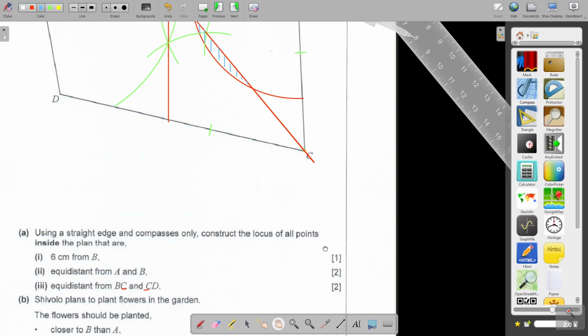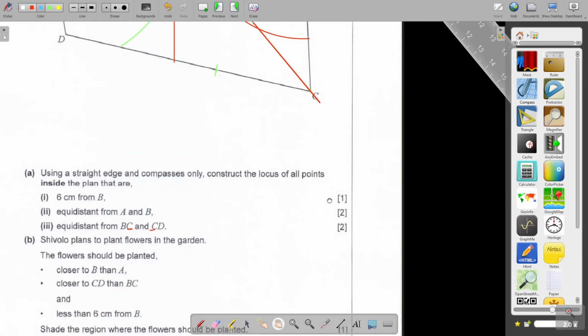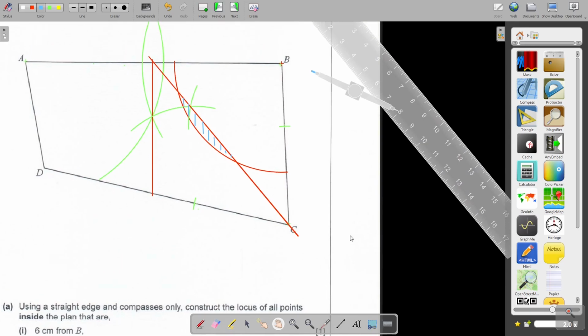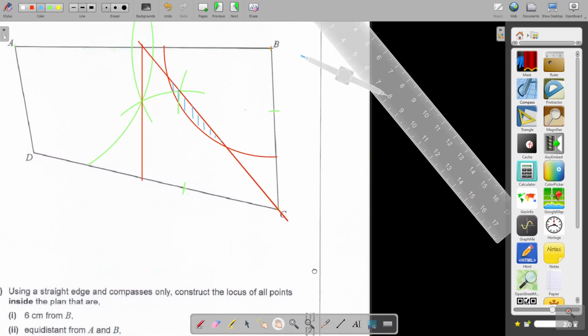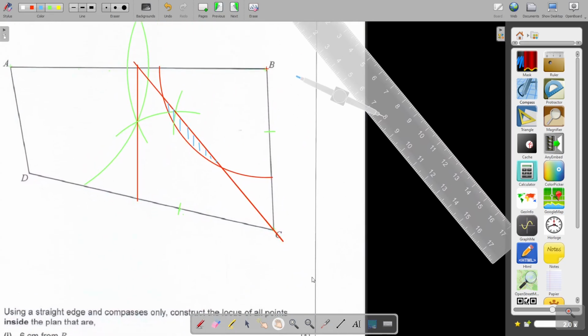Let's see if all the things are true. Closer to B than to A, okay? So closer to B, do you see? Closer to B than to A. Okay, can I show you there? Closer to B than to A. So it must be on, so this is closer to B. This is less than 6 and it's more to CD, closer to CD than to BC. And that is going to be your area.